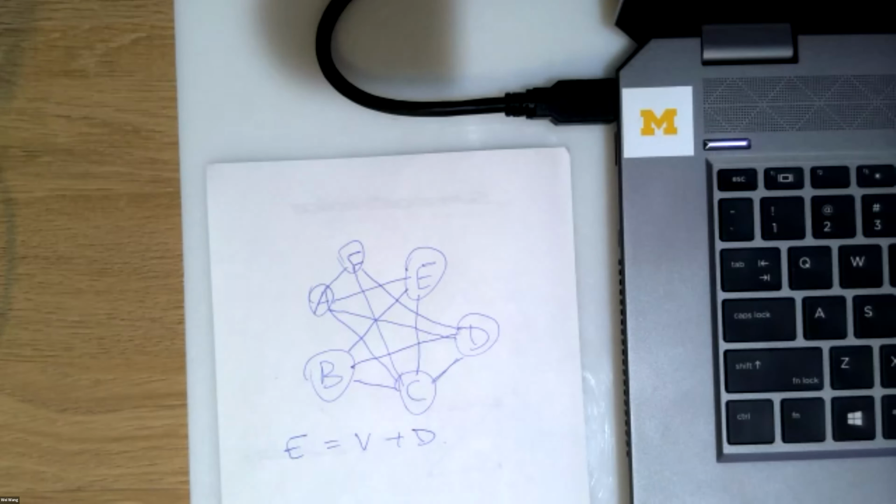From A to F to B to C to D. And you can go from A to B to F to D. Oh wait, no, that's 6. That's 6 then. Exactly. Okay, so it's C again.